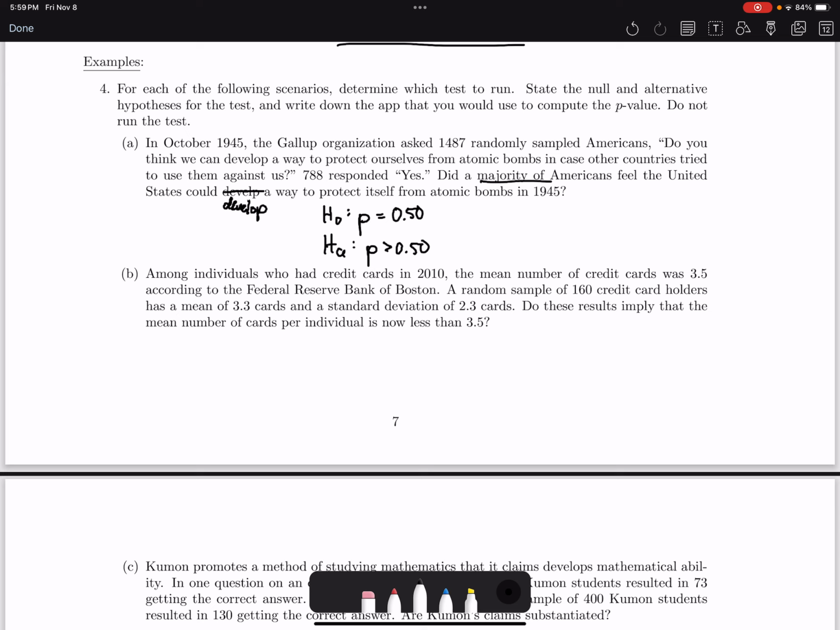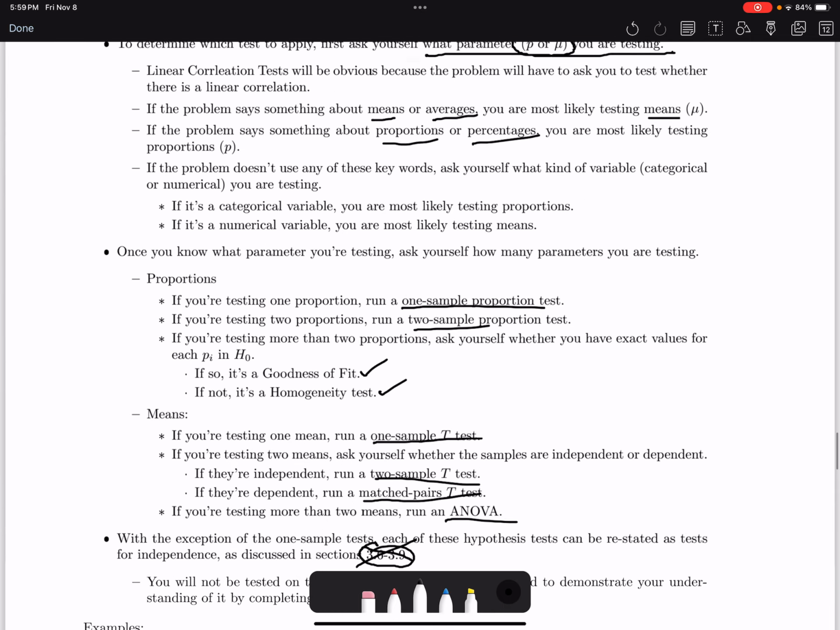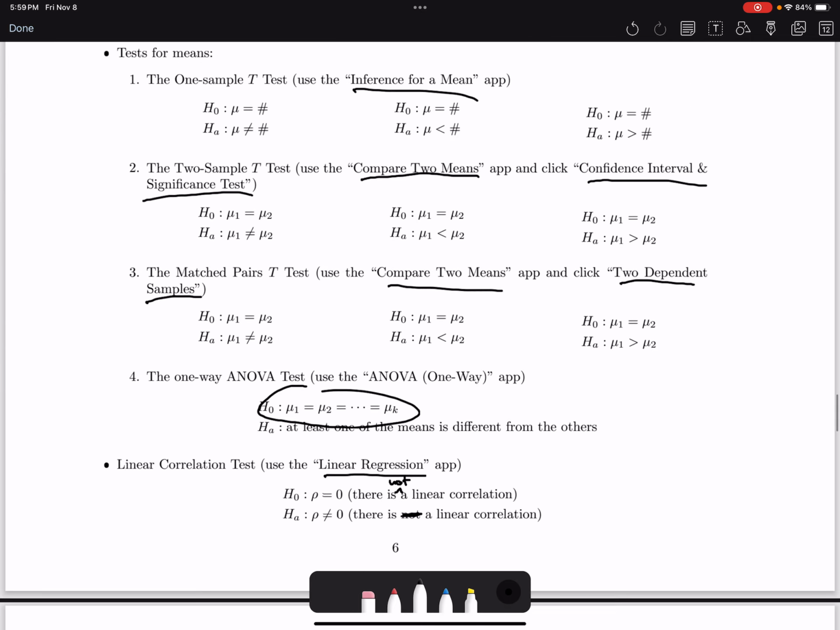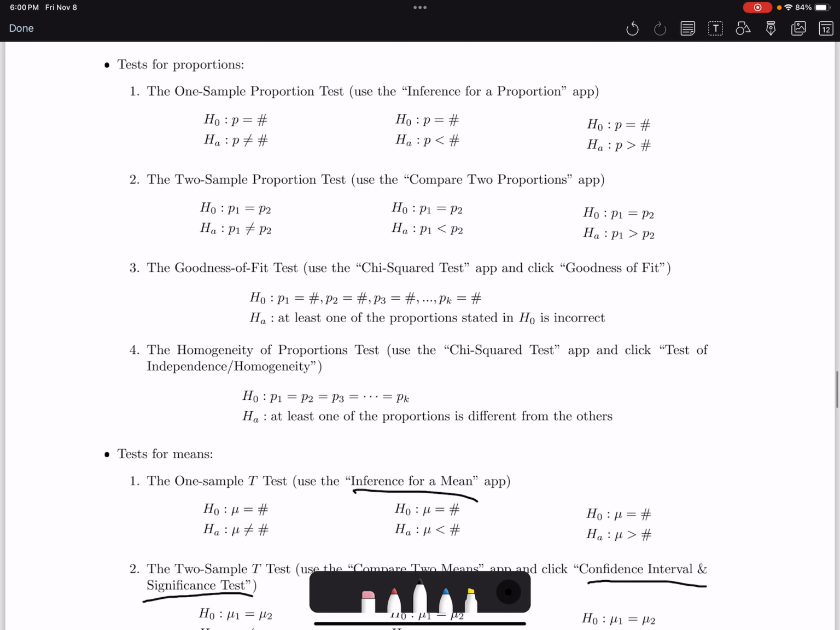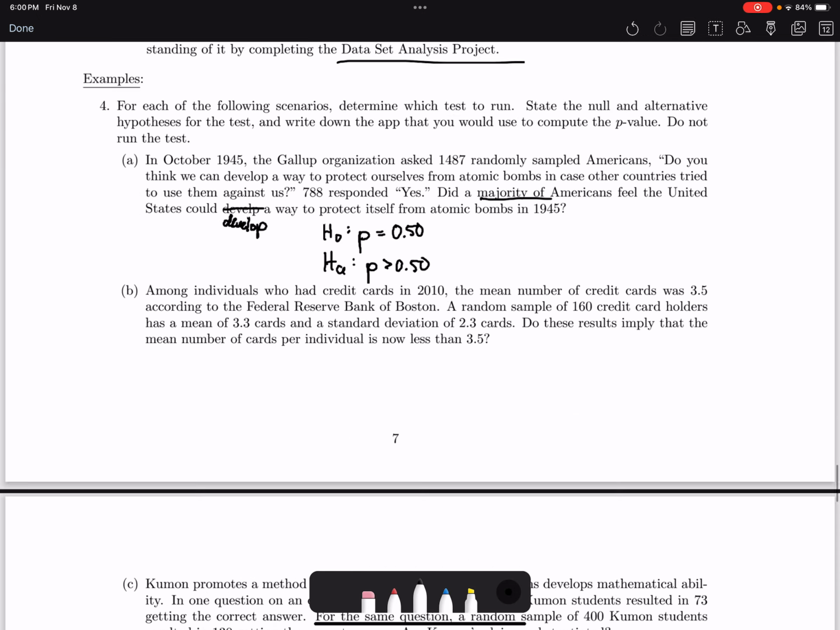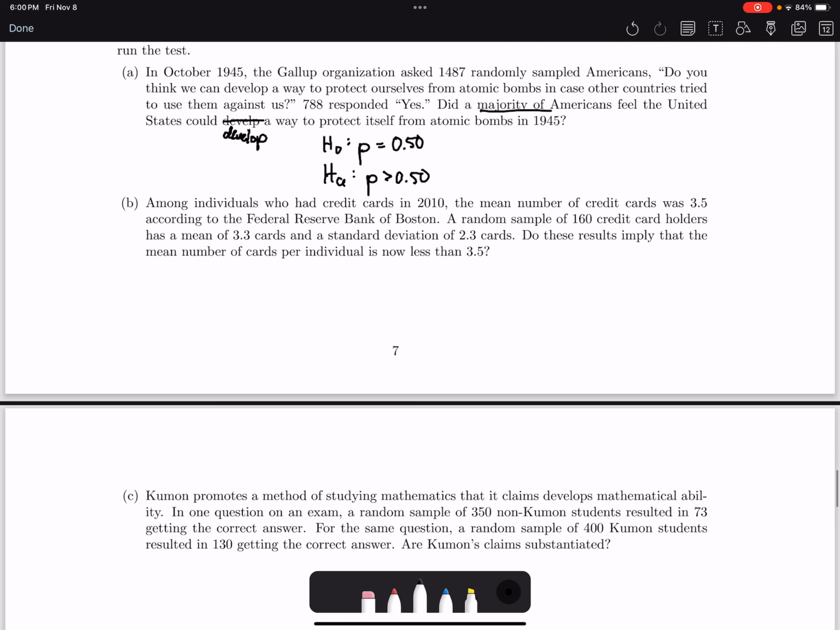To run a one sample proportion test, I forget the names of these apps. For a one sample proportion, we would run an inference for a proportion. We would go to the inference for a proportion app. One sample. Maybe I'll just name the test instead of writing down what app I'm using. I'm just going to call it a one sample proportion test.